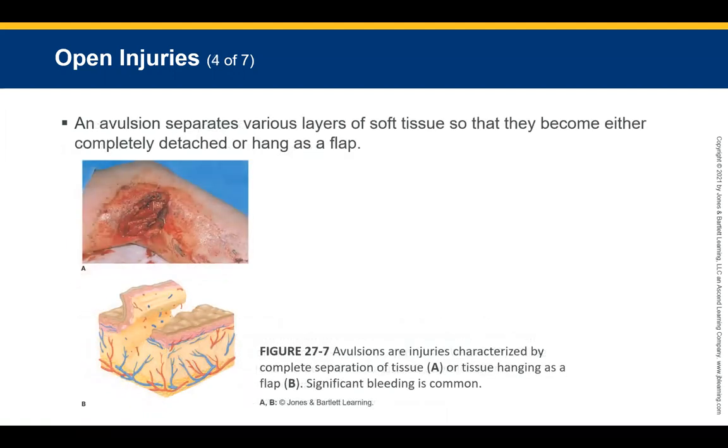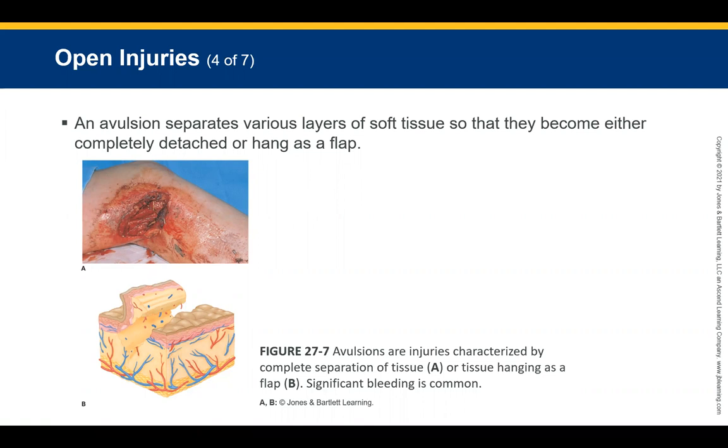Let's talk about an avulsion. An avulsion separates various layers of soft tissues so that they become either completely detached or hanging as a flap. Often there is significant bleeding. It's possible to replace the avulsion flap in its original position. They will try to replace that if they're able to. Never remove an avulsion skin flap regardless of its size.